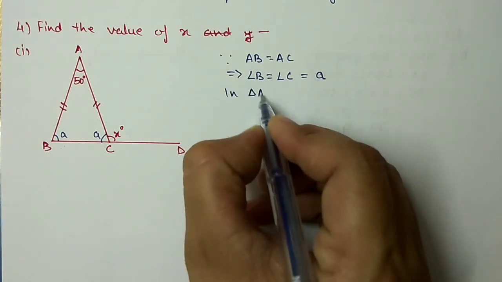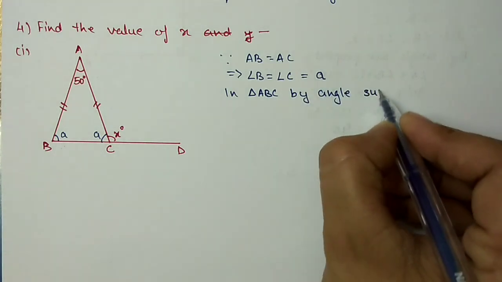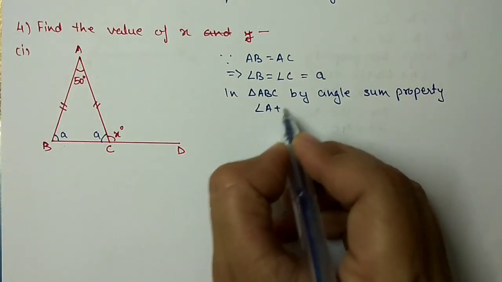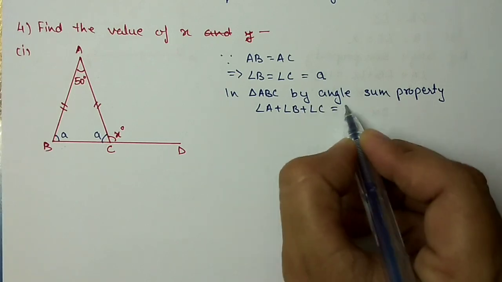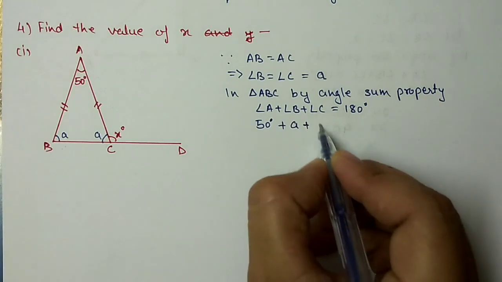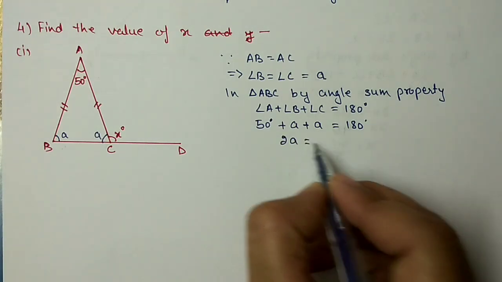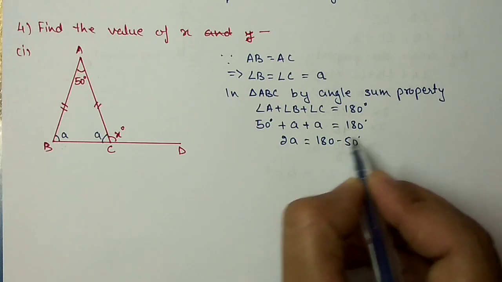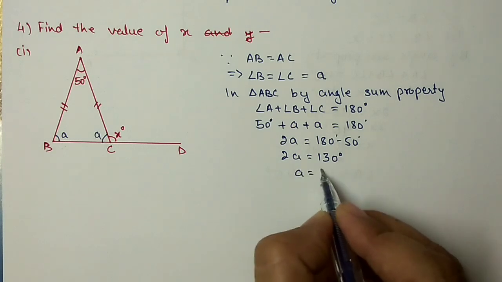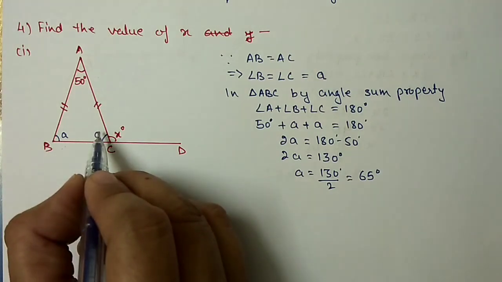In triangle ABC, by angle sum property, angle A plus angle B plus angle C will be equal to 180 degree. A is given 50 degree, B we have taken as A, C also we have taken as A, equal to 180 degree. A plus A will become 2A equal to 180 minus 50. So 2A is equal to 130 degree. So A value will be 130 divided by 2, 65 degree. So we got this angle is equal to 65.